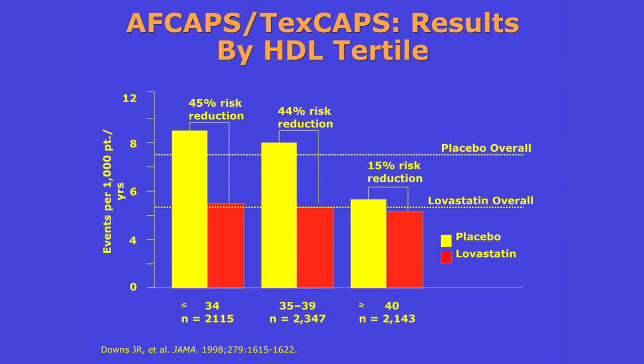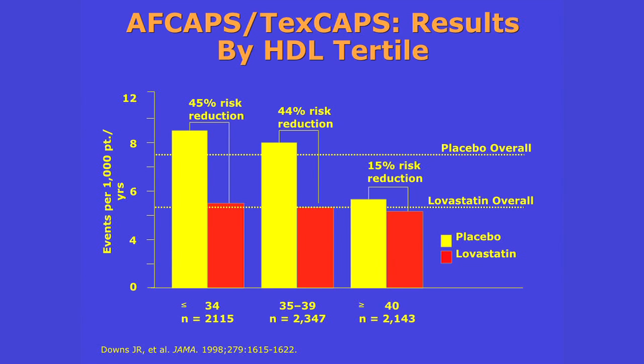He looks at the AFCAPS. So this is a trial looking at HDL. It works whether the HDL is high or low. Let's just look at the low HDL. It went from here, 8.5 or 9%, down to about 5.5, 6%, so about 3% reduction.